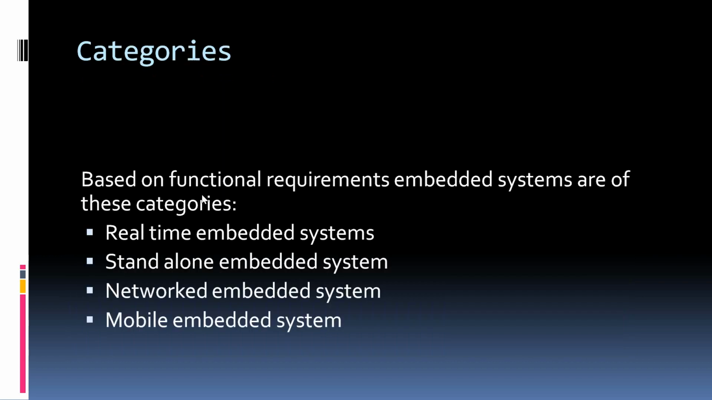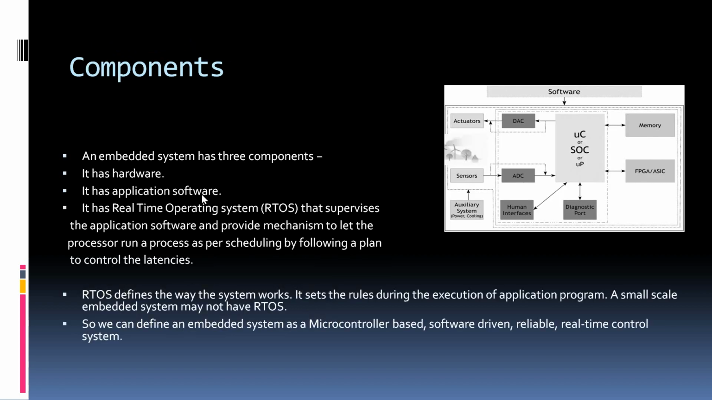Now, categories. Based on functional requirement, embedded systems are categorized as real-time embedded system, standalone embedded system, networked embedded system, and mobile embedded system. Next, we see components of an embedded system. Embedded system has three components. It has hardware, it has application software, and it has real-time operating system. A real-time operating system is defined as a way of a system working. It is a set of rules during execution of application program.